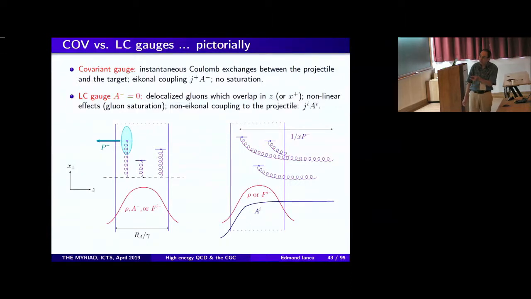This is a transverse plane, that's the longitudinal axis. That's a piece of the nucleus. That's one nucleon inside the nucleus. This nucleon has a longitudinal momentum p minus. All the nucleons have this momentum p minus. And in the covariant gauge, this is a valence quark.